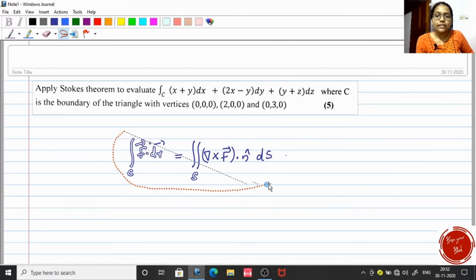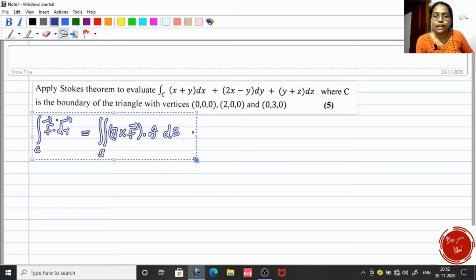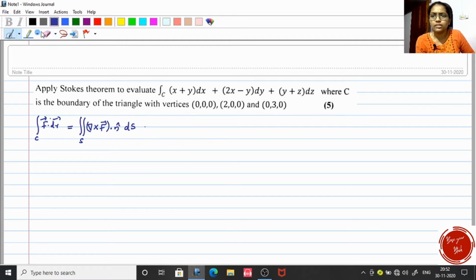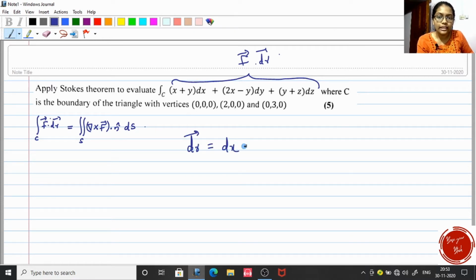So the first task is to get the value of the vector f, or what is the vector f. So actually let's compare this LHS and this particular question. Here you can see integral C, this complete integrand is actually f dot dr. And you know what is dr? Vector dr is dx i cap plus dy j cap plus dz k cap.